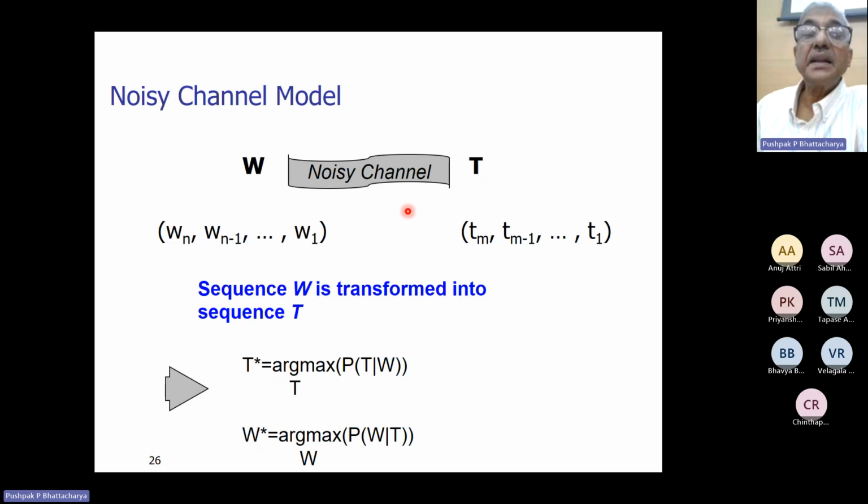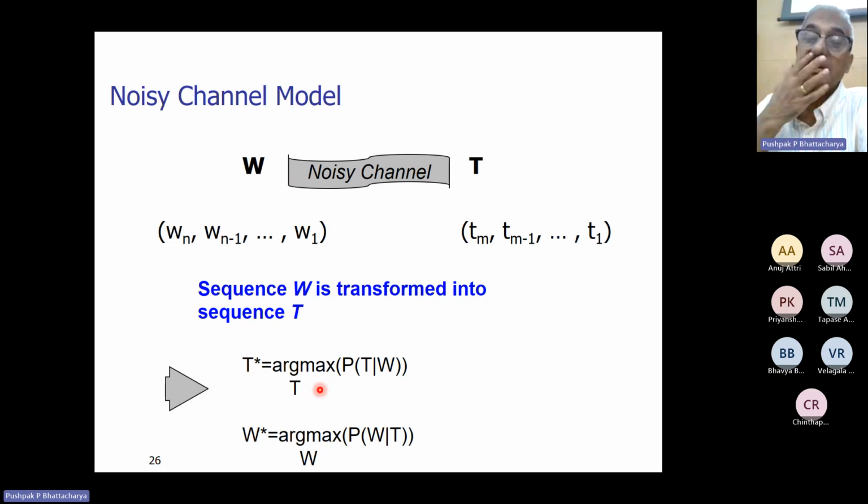So the noisy channel system models this kind of transformation of input to output in this way. T star is equal to argmax probability of T given W. So given the W, many T's are possible. Given the speech, spoken utterance, many pieces of text are possible.